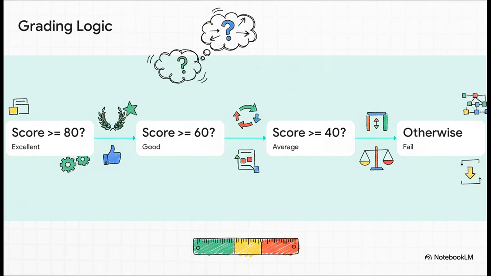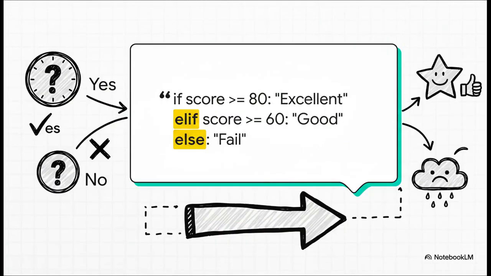But let's be real, life usually has more than just two options, right? So what if we need to check a whole series of conditions? Think about something like a school grading system. We don't just check for pass or fail. We have to check for excellent, then good, then average, and only then fail. So to handle this, we use something called elif, which is really just short for else if.